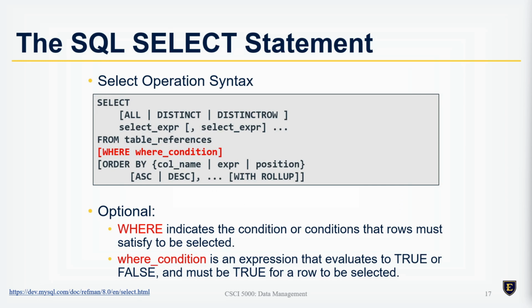Next is also optional. The where clause indicates the condition or conditions that rows must satisfy to be selected into the output set. So where condition is an expression that evaluates to either true or false, and if it's true, then that row will be selected and you will see it in your results.